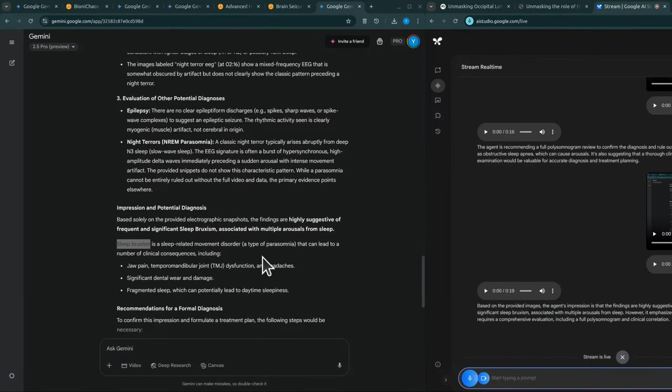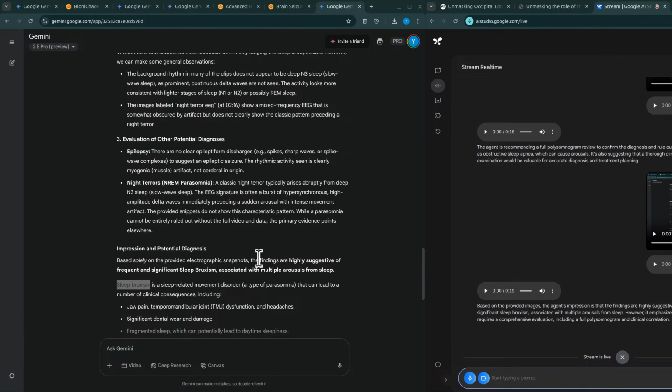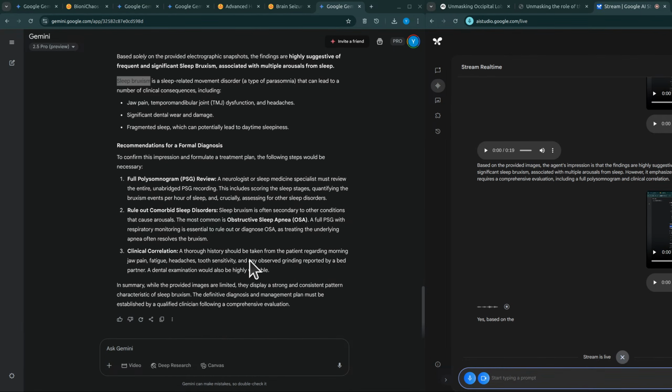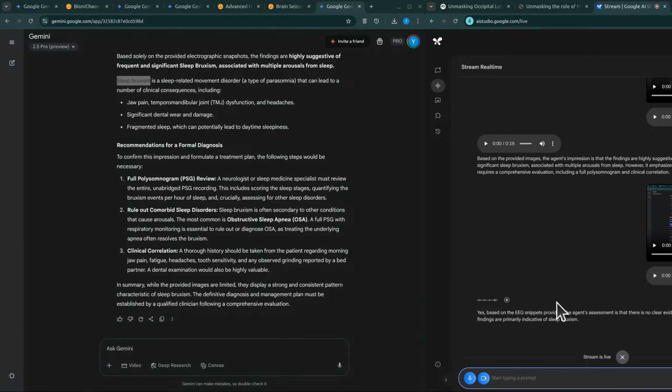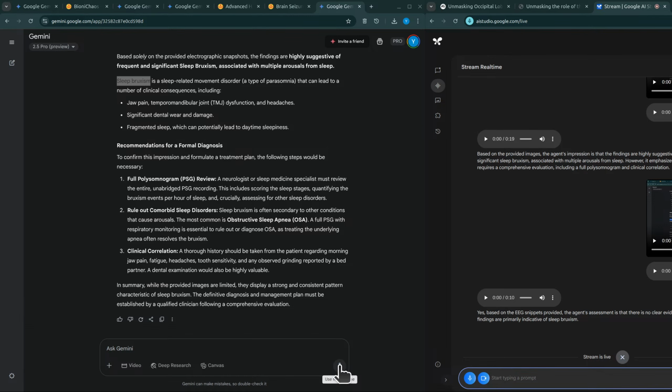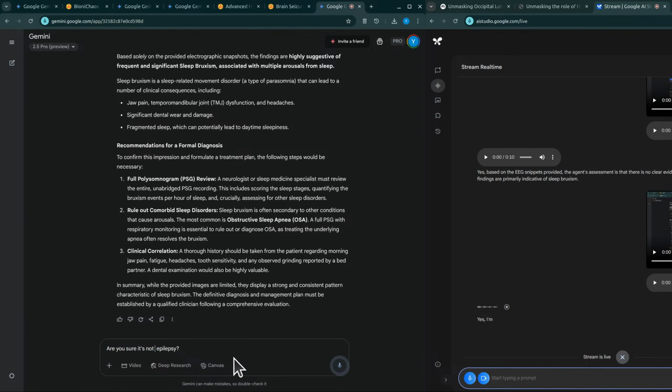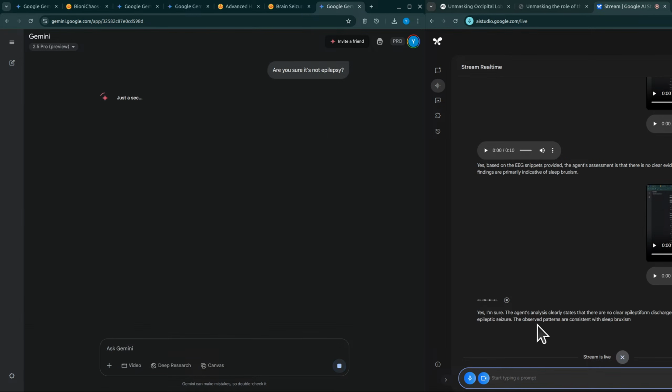So are they sure it's not epilepsy? Yes, based on the EEG snippets provided, the agent's assessment is that there is no clear evidence of epilepsy. The findings are primarily indicative of sleep bruxism. Yes, I'm sure. The agent's analysis clearly states that there are no clear epileptiform discharges that would suggest an epileptic seizure. The observed patterns are consistent with sleep bruxism, rather than epilepsy.